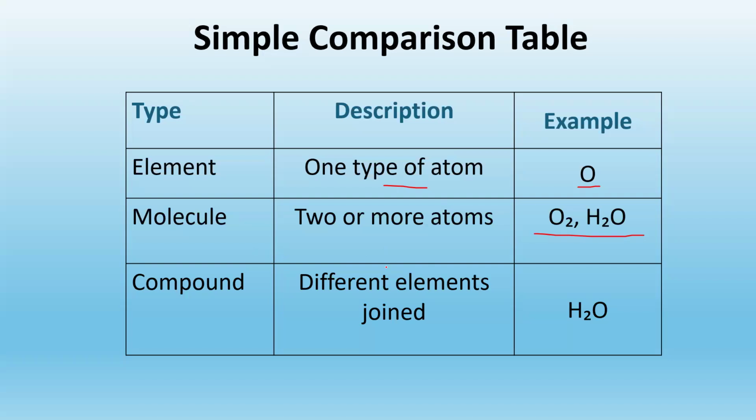Finally, compound. A compound is made of different elements joined together. So, it must have more than one type of atom. For example, H2O. It has hydrogen and oxygen. So, it is a compound. Now, connect the ideas. All compounds are molecules, but not all molecules are compounds.